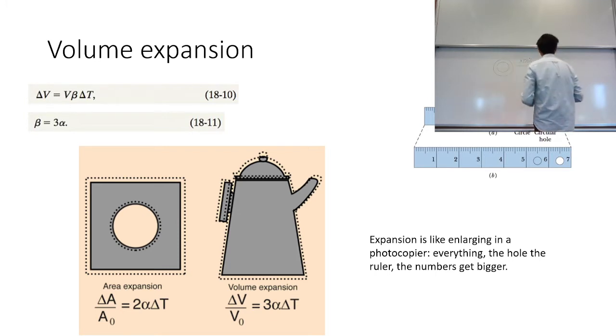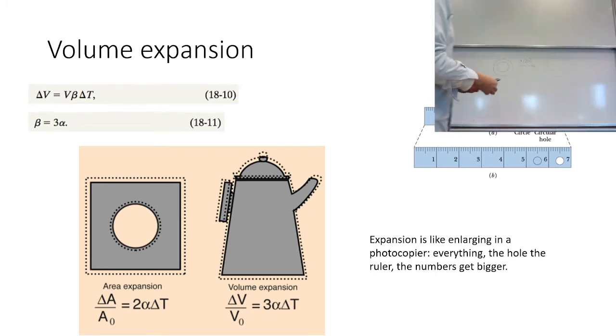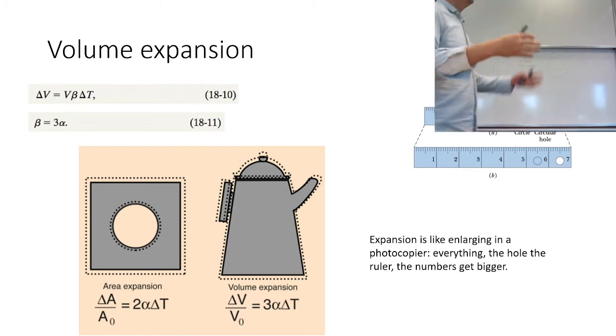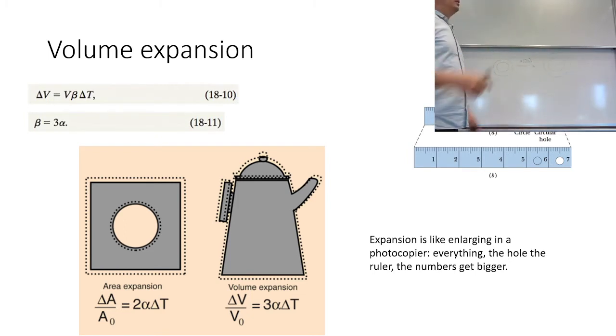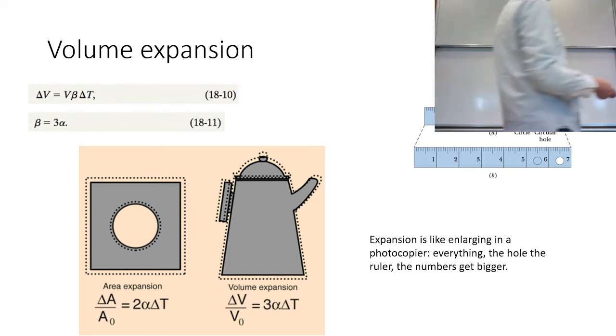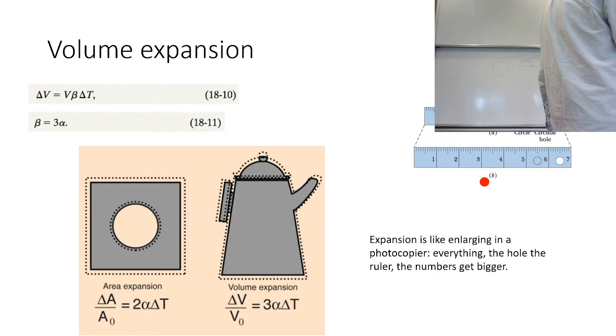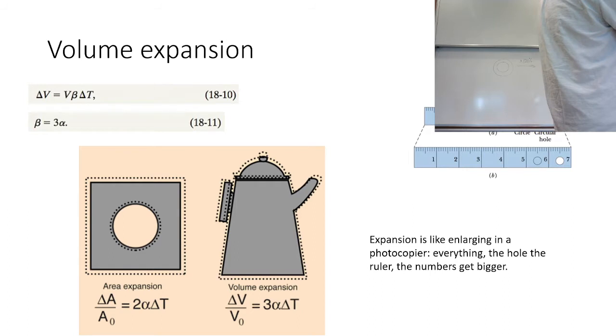And so, for example, here you can see the dotted line, this is the expanded version. So the outer square goes out. Also the inner ring also goes out. Same with volume expansion. So in 3 dimensions, it will basically go out in every direction. If you have a metal ruler, everything's the same too. So just everything expands out.